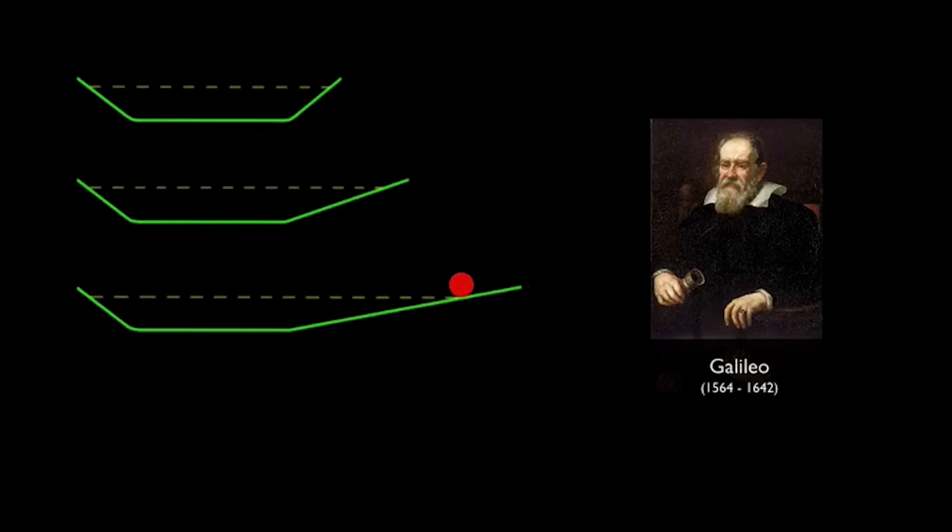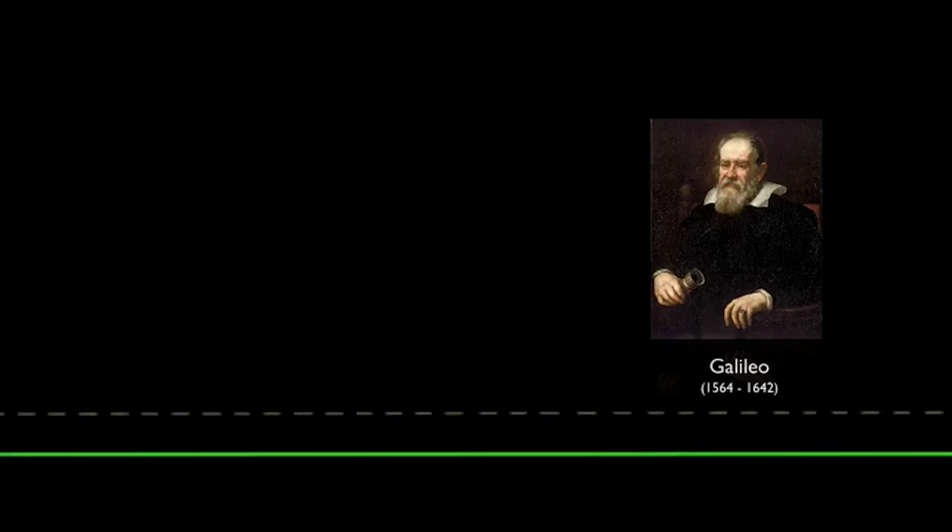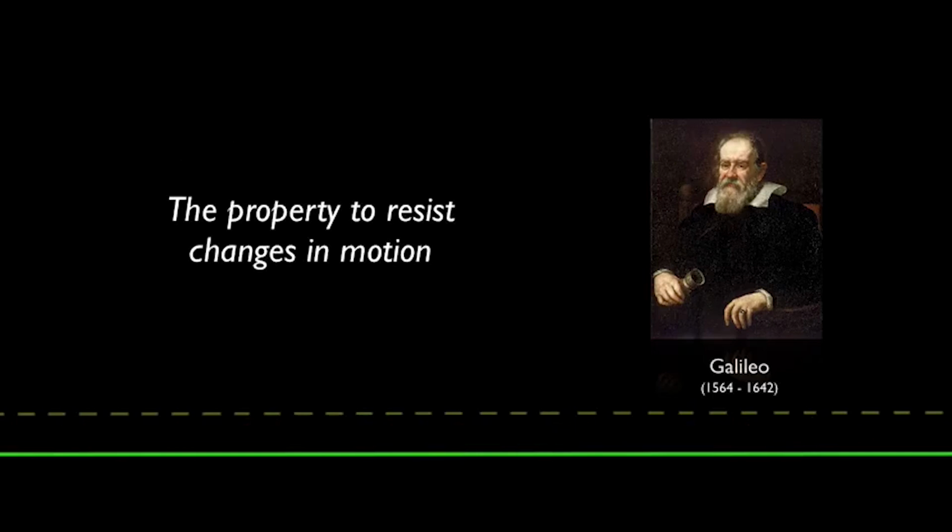This made him wonder, if the final ramp was flat, the ball would never lose speed. It would maintain its speed, but for how long? Galileo concluded that the ball would maintain its speed indefinitely. So, in the absence of any forces slowing it down, the ball has a tendency to move forever without slowing down. Today, we call this property of an object to resist changes in its motion inertia. It would later be defined by Newton as his first law of motion.